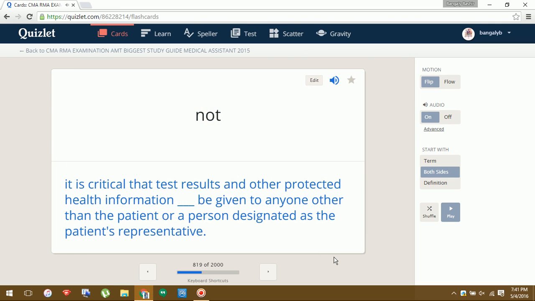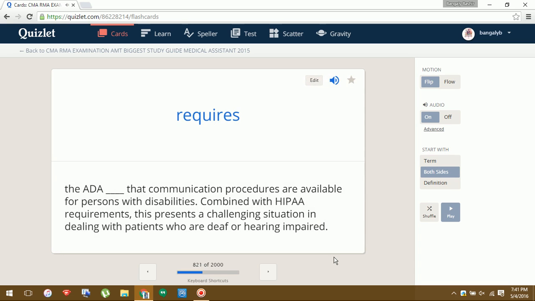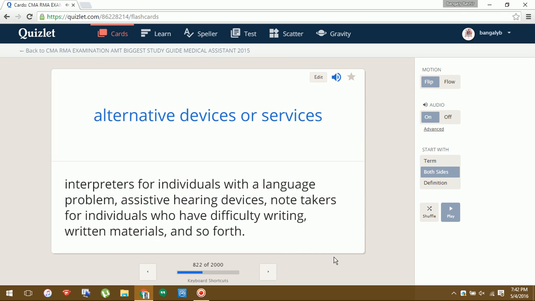Not. It is critical that test results and other protected health information not be given to anyone other than the patient or a person designated as the patient's representative. ADA. Americans with Disabilities Act requires that communication procedures are available for persons with disabilities. Combined with APA requirements, this presents a challenging situation in dealing with patients who are deaf or hearing impaired. Alternative devices or services.